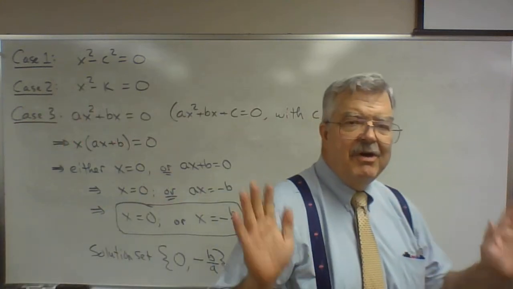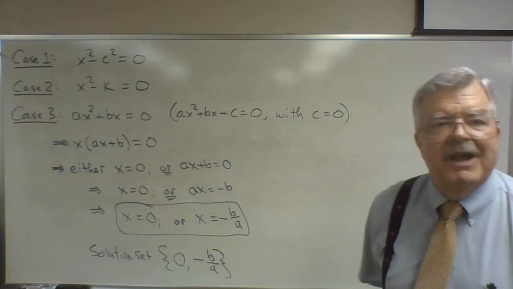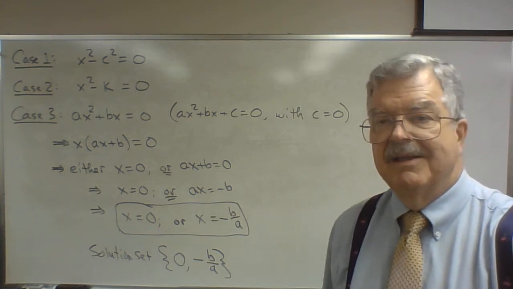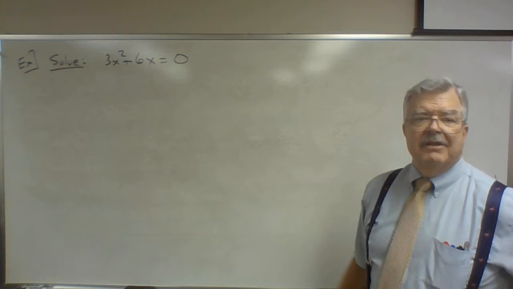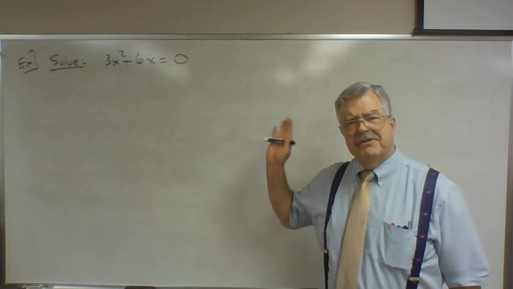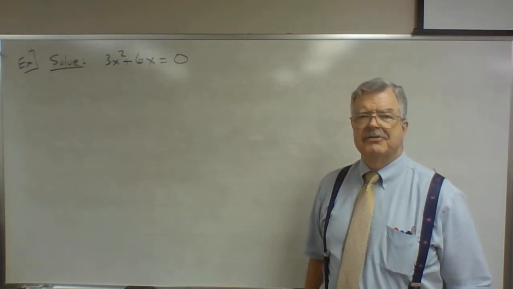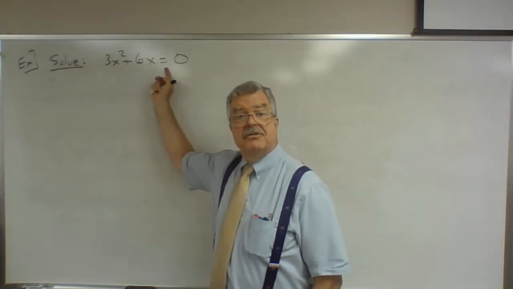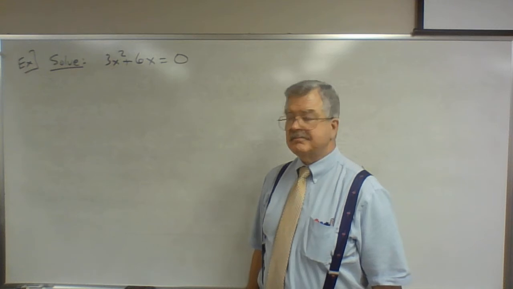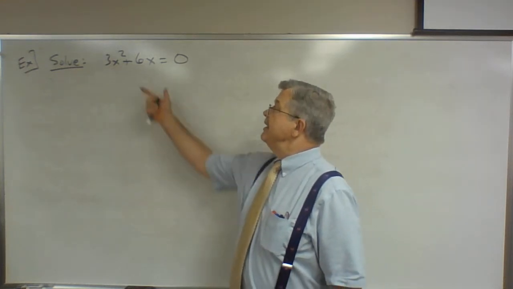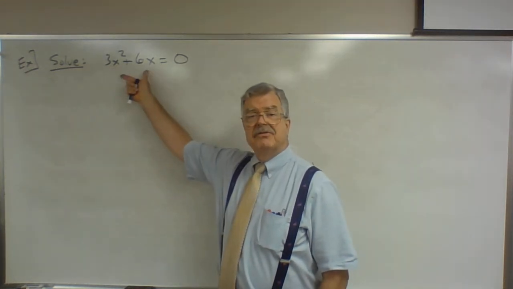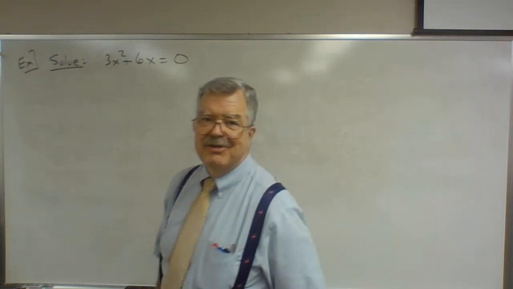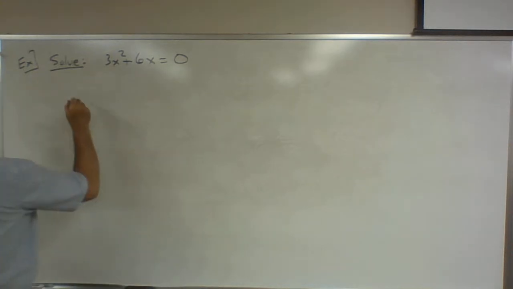Now, let's get rid of all these letters and do an exercise that has some numbers in it, okay? Here's an exercise that fits the case that we just discussed. A quadratic equation with no constant term. And the one thing that we notice is that we can factor this expression. Both terms have a factor of x, so we factor out the x.